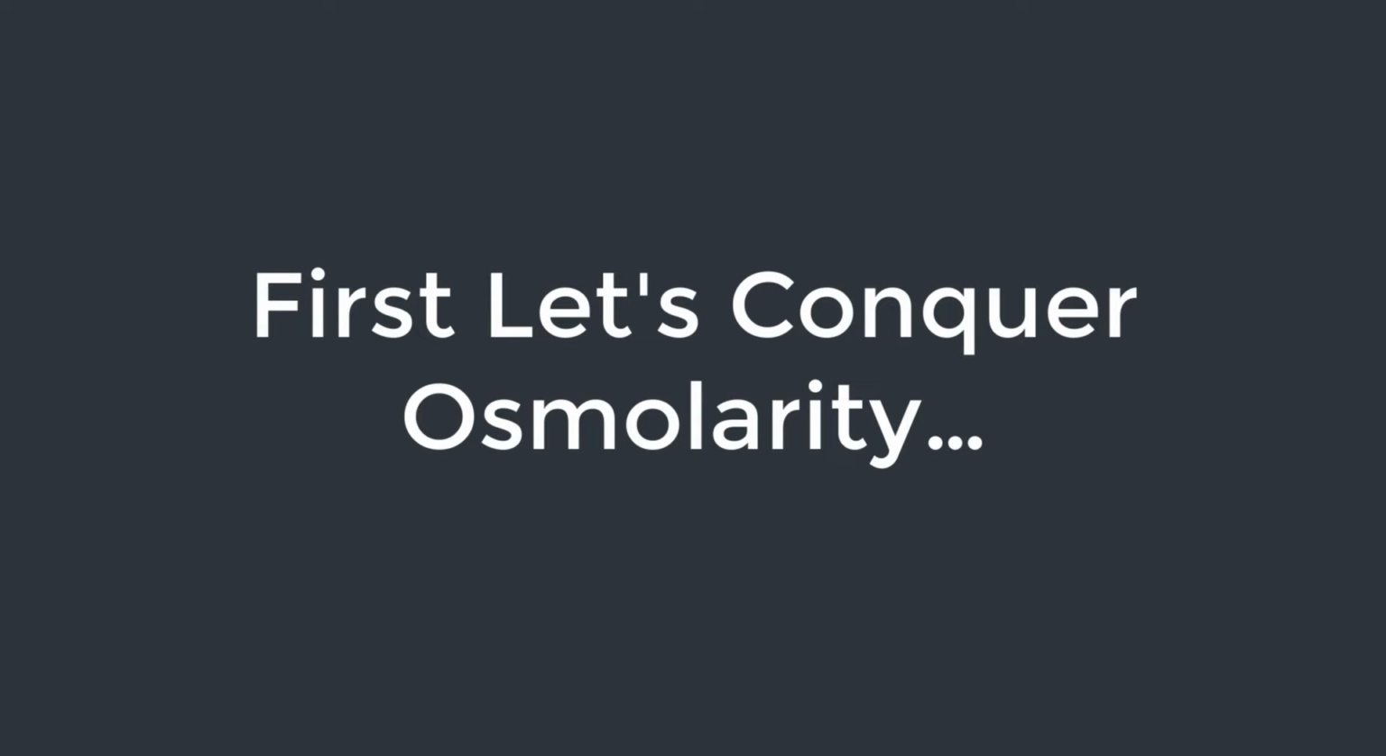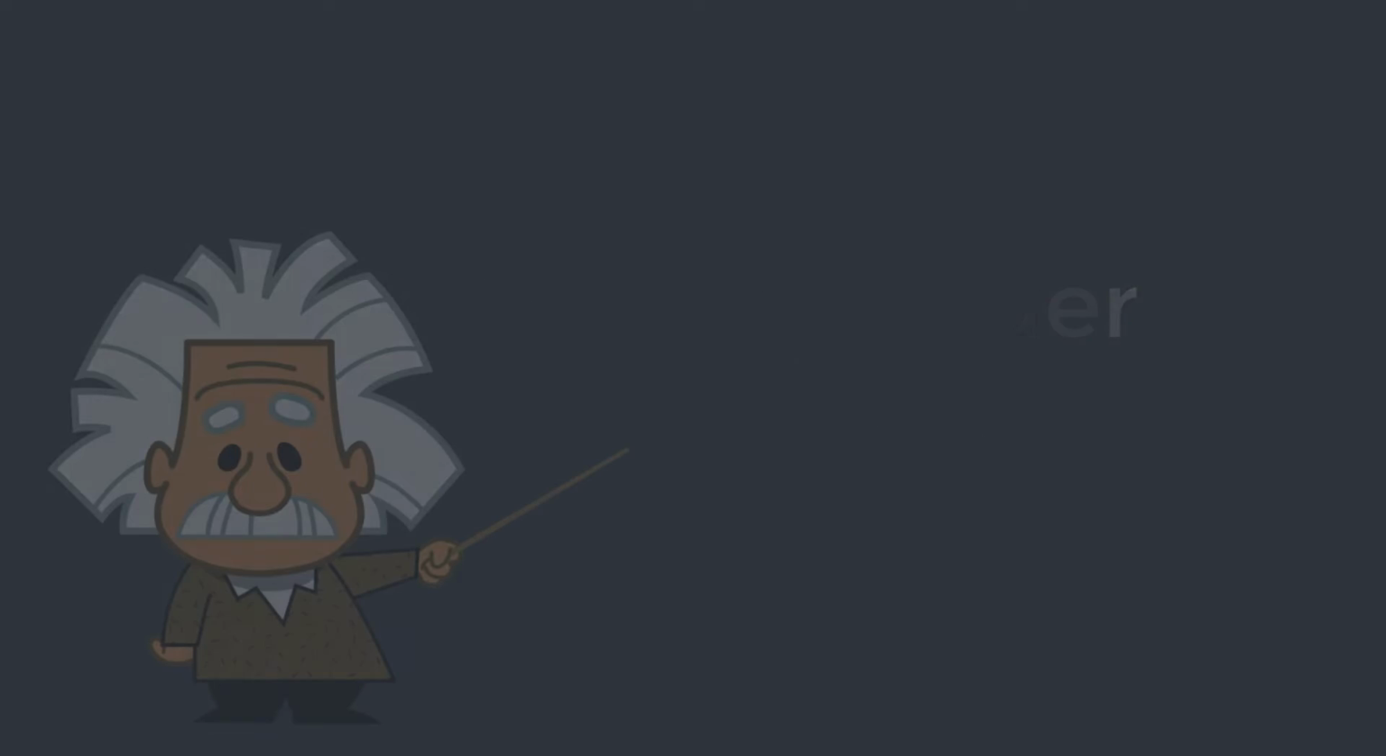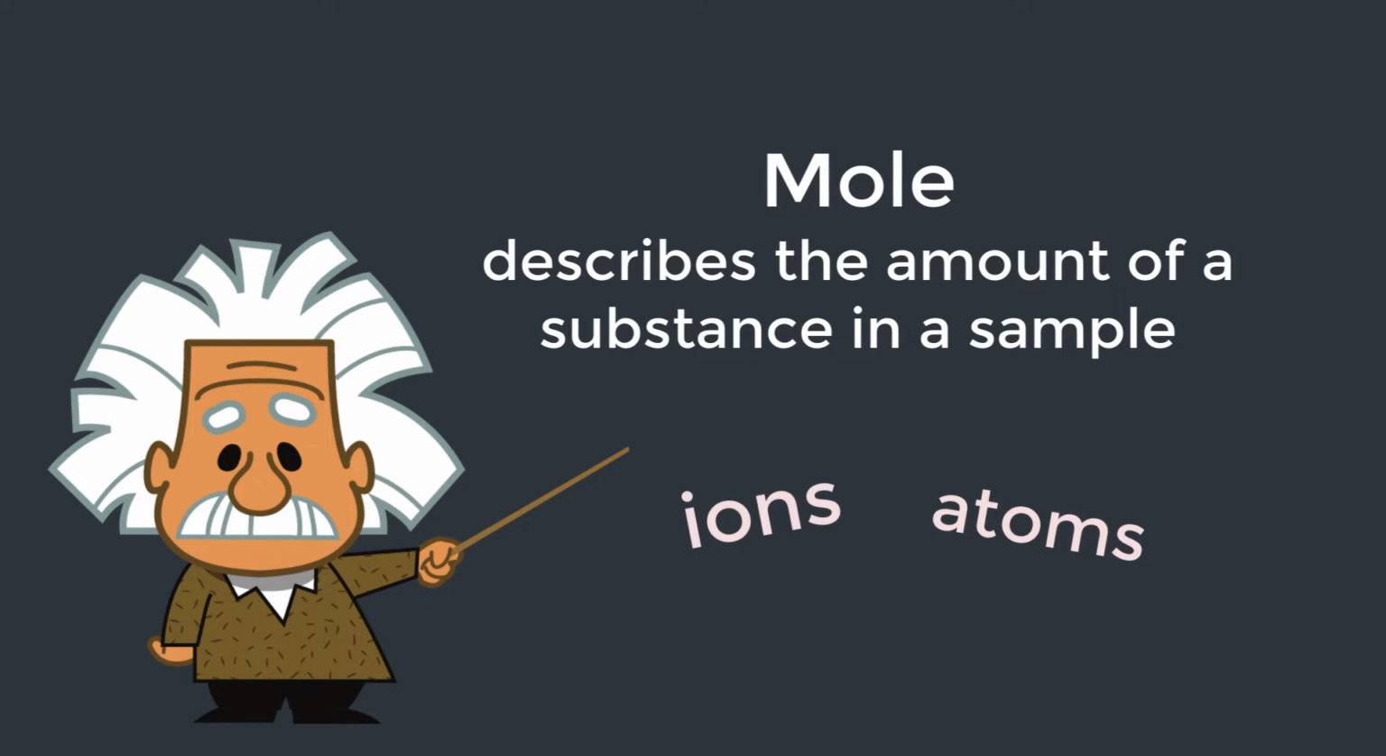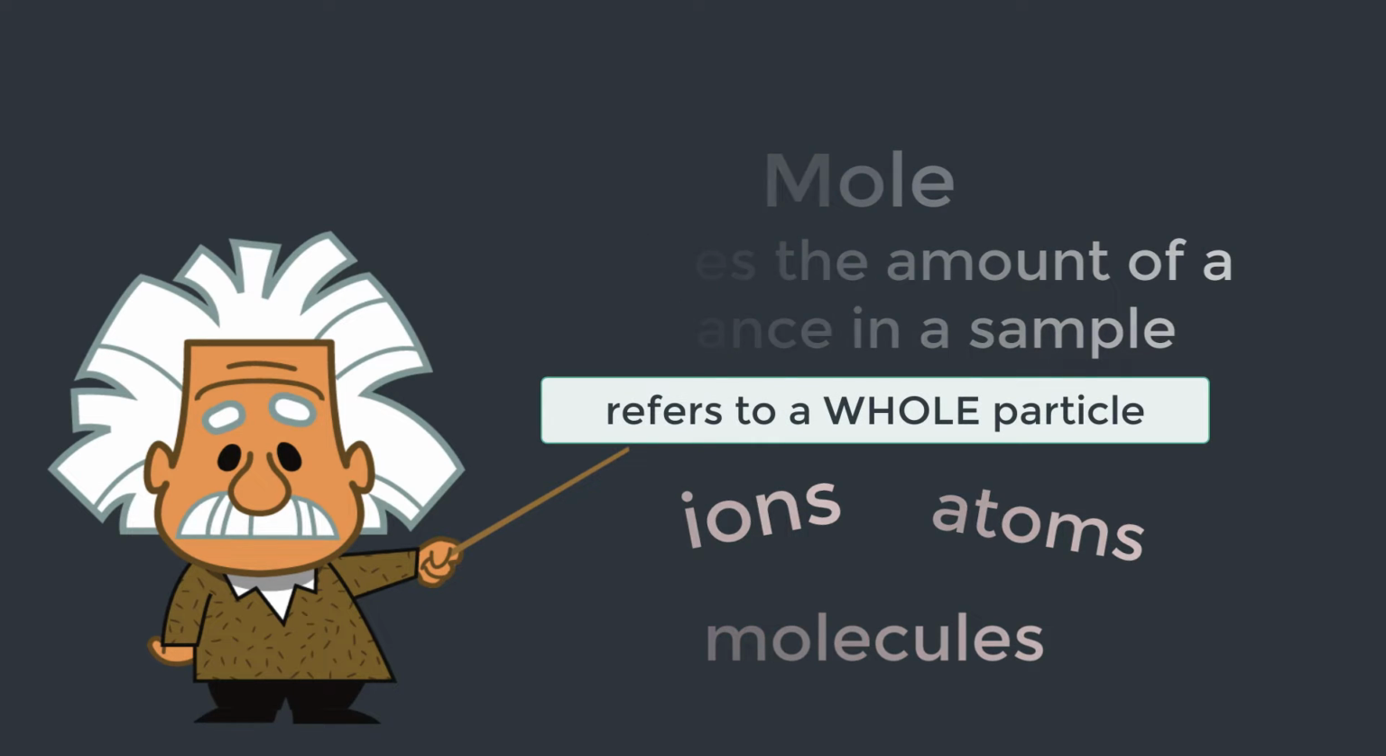Okay, so first of all, let's break down osmolarity and then move on to tonicity. You may remember from your chemistry days that a mole is the term we use to describe the amount of a particular substance within a sample. And this relates to a whole substance. So we can use moles to describe the amount of an atom or an ion within a sample. And equally, we can use it to describe the amount of a compound or entire molecule within a sample. So the mole is referring to the whole particle, whatever that is.